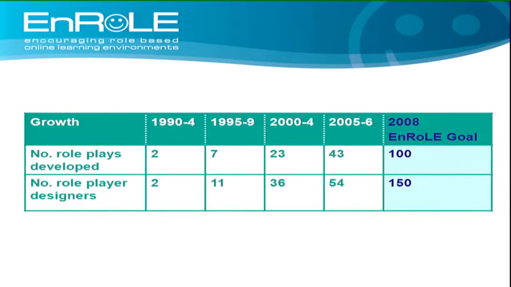That's the background about what a role play is, and I will show you one more later on. But at the time we started Project EnROLE in 2005, I'd been tracking role plays and found that there were about, in Australia, 43 role plays running and 54 role play designers. So the aim of Project EnROLE was to double our numbers by the end of the project. Our goal was to get to 100 role plays and 150 designers, which sounded like a good target to aim for. And we were going to do this by building a community of practice.